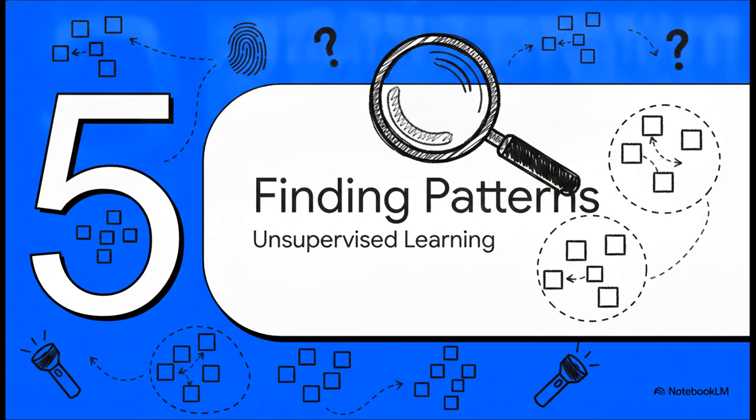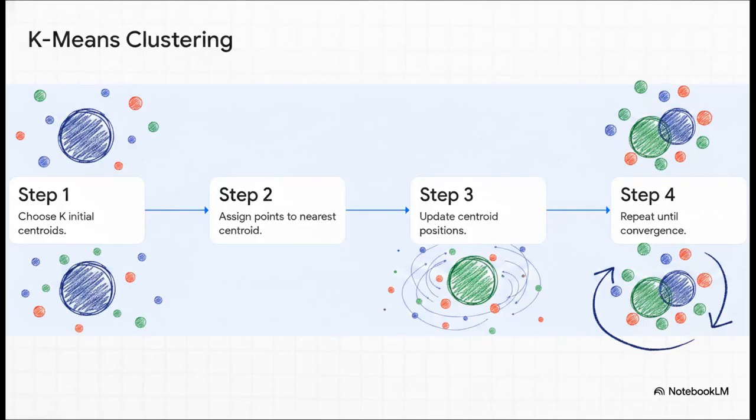Okay, stepping over to the unsupervised side now. Section 5, Finding Patterns with Clustering. Time for that detective work. A classic example of this is k-means clustering. It follows this really elegant 4-step iterative process.